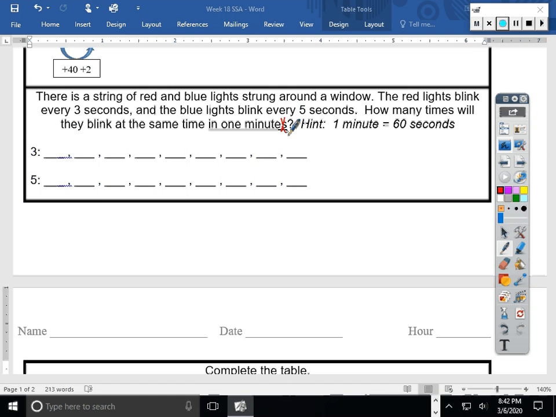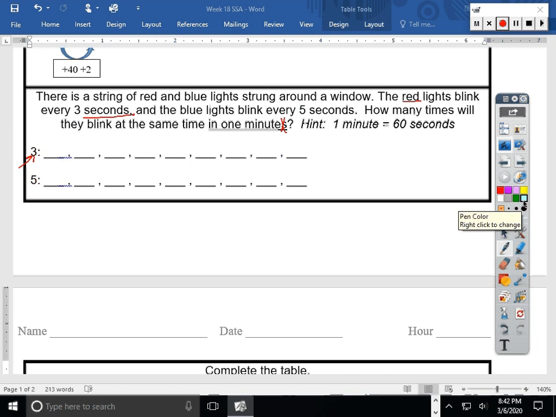Then there's a hint. It says hint, 1 minute equals 60 seconds. So let's try this again. I'm picturing this red light blinking, this blue light blinking, and they're blinking at different times. Red lights are blinking every 3 seconds. So I was thinking about counting by threes. 3 seconds, 6 seconds, 9 seconds. And then in a minute, I'm going to have to think about blue.